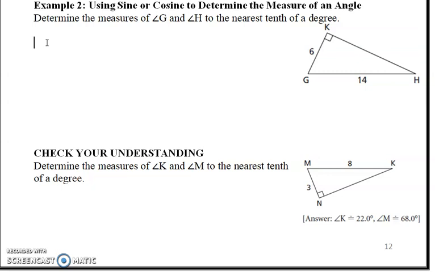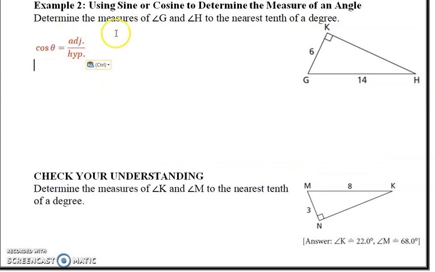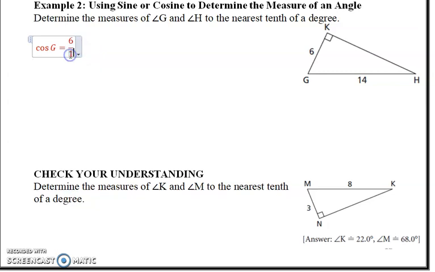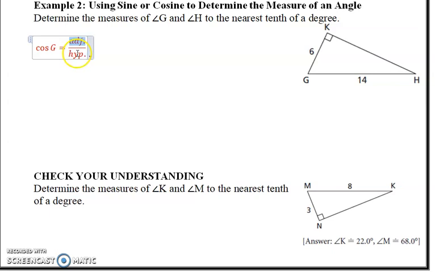If I'm talking about angle G, 6 would indeed be the adjacent side and 14 would be the hypotenuse. So if I'm talking angle G, that means I have to use the cosine ratio. So cos G, we can replace that. You can put angle G or just G, that's fine. The adjacent side is going to be 6, and the hypotenuse is going to be 14. So we can replace those values there.